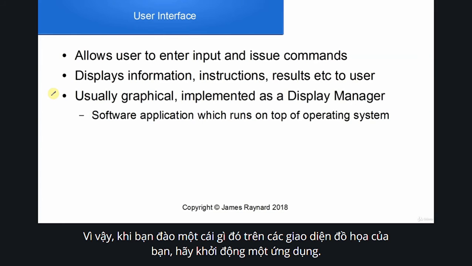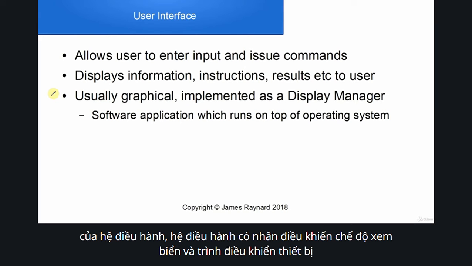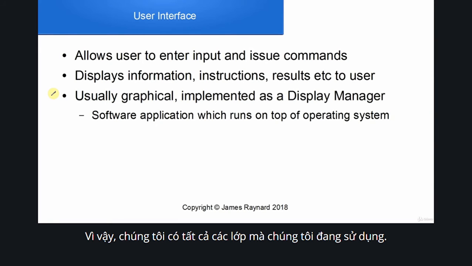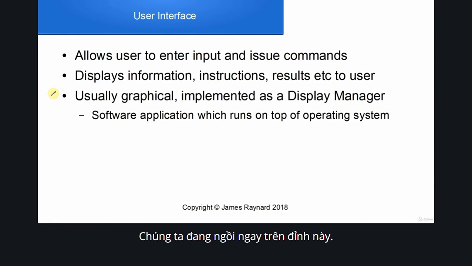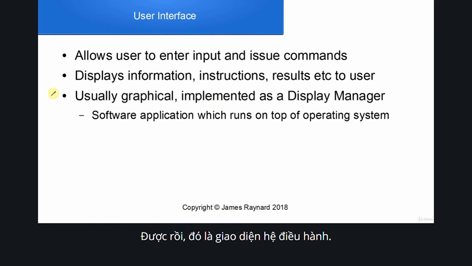So when you click something on your graphical user interface to start up an application, that's an application which is running inside the display manager. The display manager is running on top of the operating system. The operating system has a kernel which controls the CPU and device drivers which control the devices which are attached to the computer. So we have all these layers which we're using. We're sitting right at the top of these layers, but we're not aware of these at all. Okay, so that's the operating system interfaces.